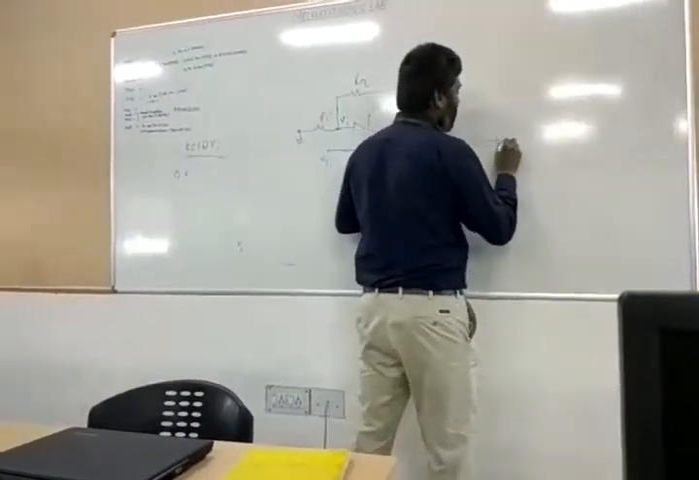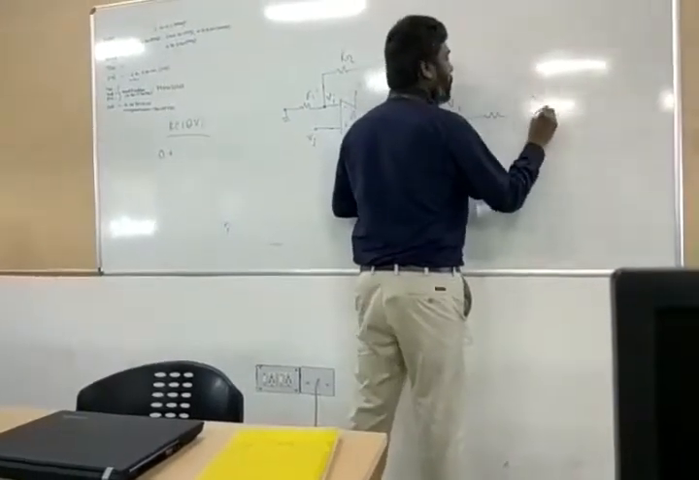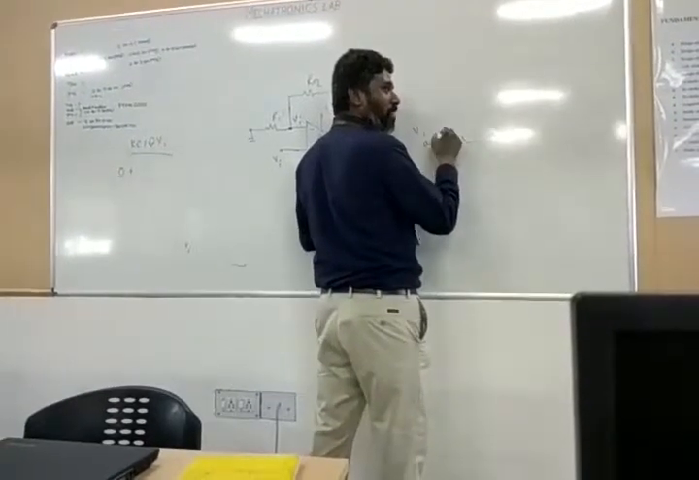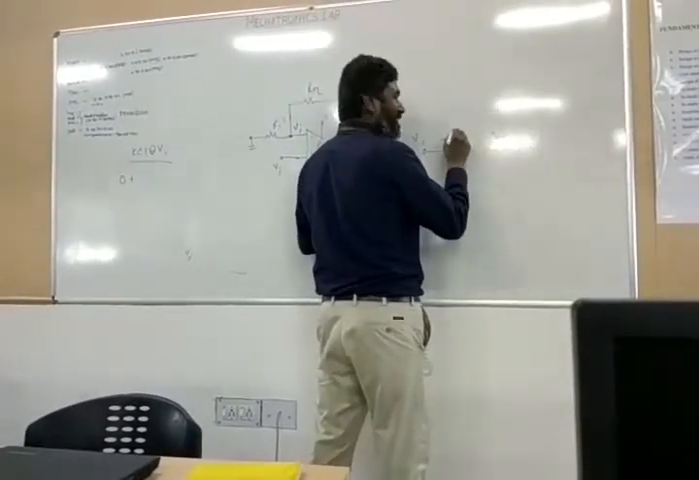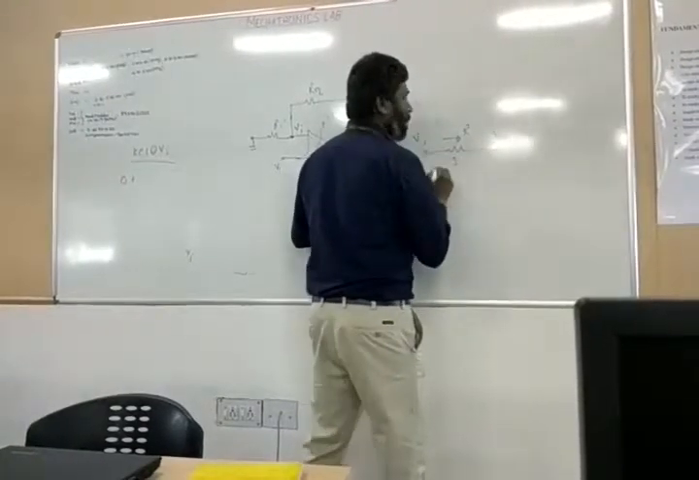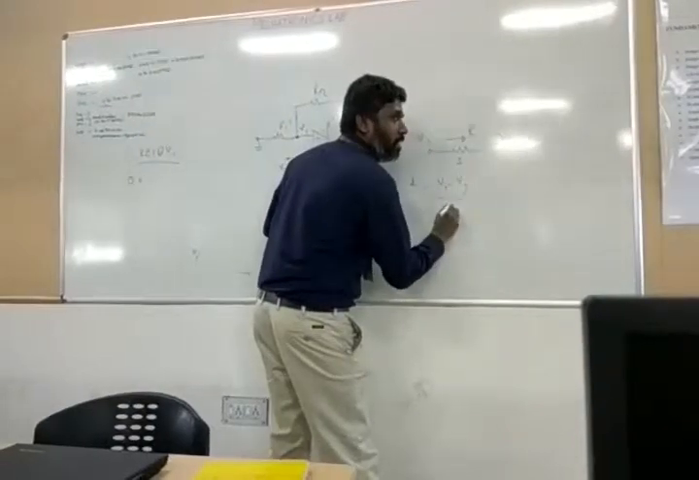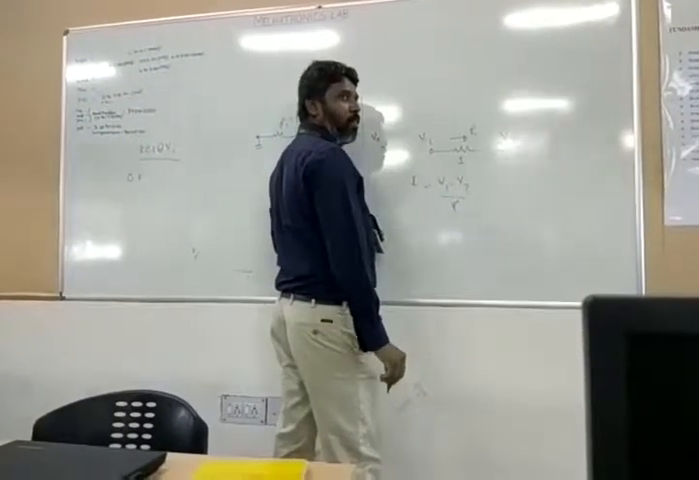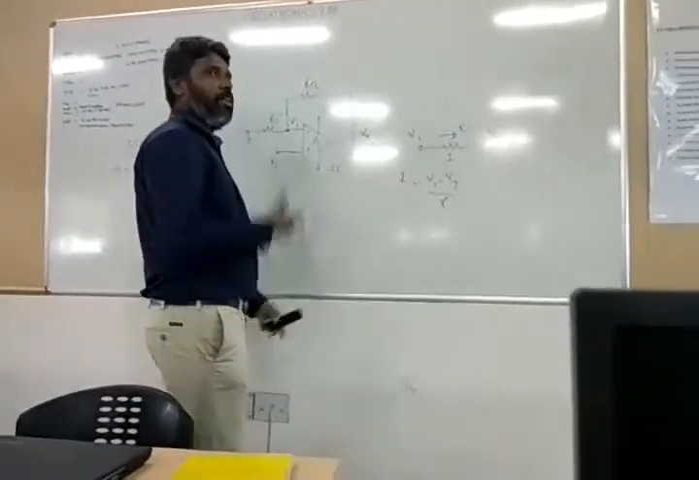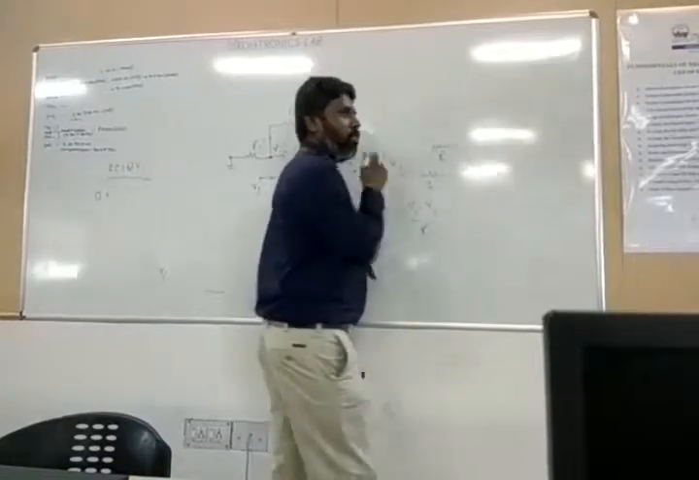Suppose you have a resistance. These two are floating nodes, let's say V1, V2. You may not know all these things, so there are floating nodes and a ground node. Let's say this is R. The current through the resistor is I. What is I now? V1 minus V2 by R. The current leaving V1 means V1 has a higher potential than V2. Suppose the current is leaving V2, then V2 has a higher potential, right?